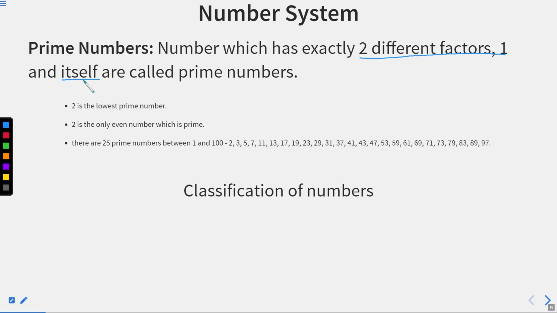So what about 2? 2 has factors 1 and 2 itself. So it is a prime number. And it's not just a prime number, it's the lowest prime number. One more interesting fact about 2 is it's the only even prime number, because if you check any other even number, there are going to be more than 2 factors to it. Okay. And what are the first 25 prime numbers between 1 and 100? They are 2, 3, 5, 7, 11, 13, 17, 19, and so on.